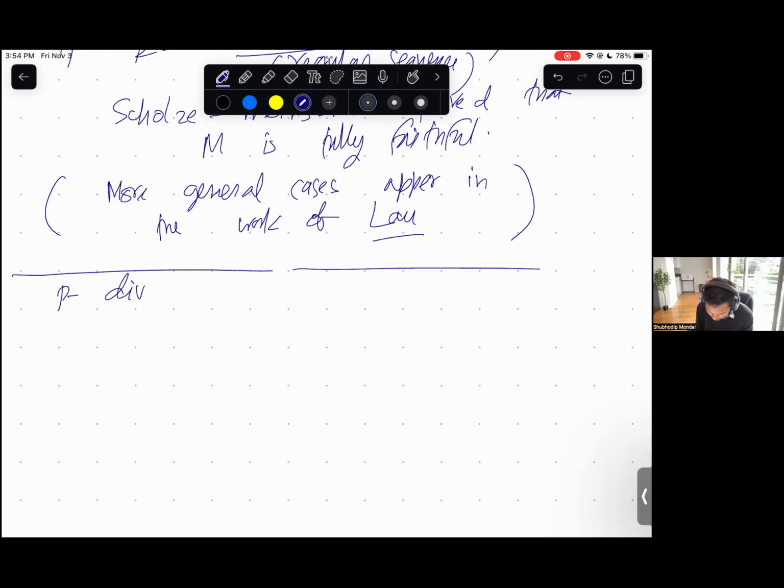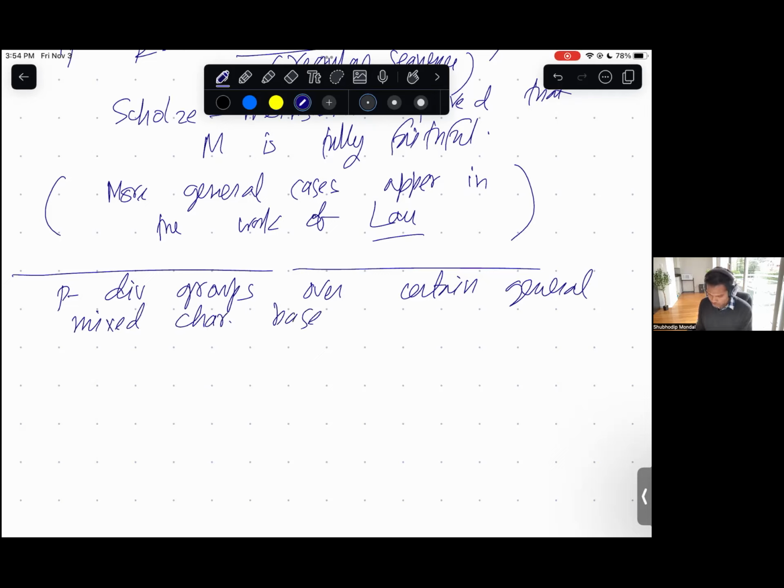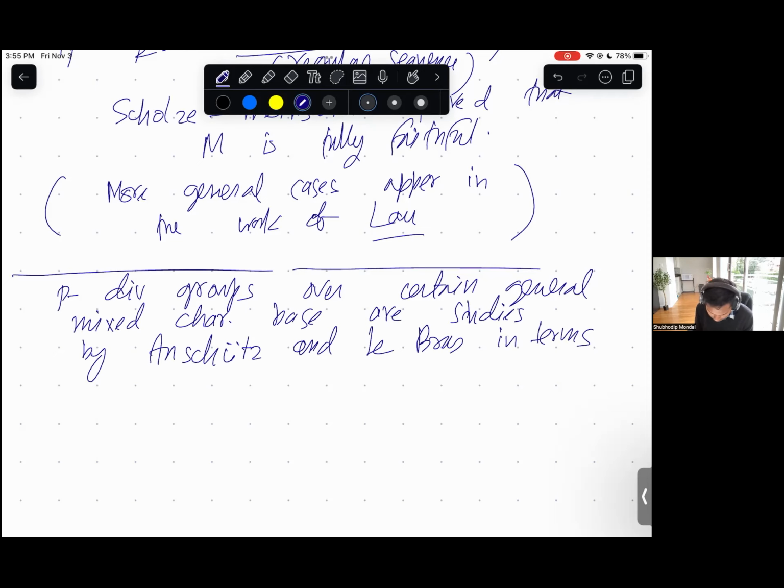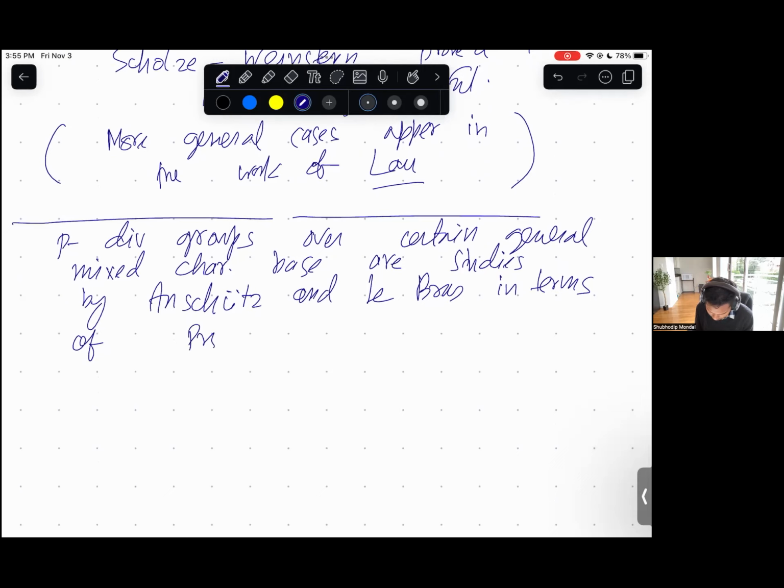So p-divisible groups over certain general mixed characteristic base, or maybe I should just say p-complete base rings, studied by Anschütz and Le Bras in terms of prismatic Dieudonné theory.